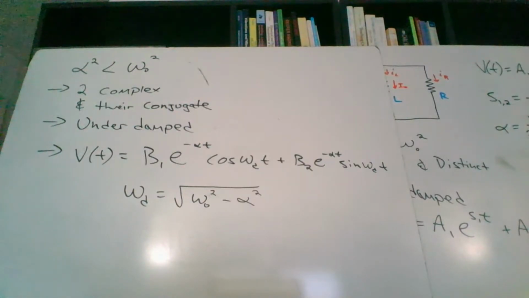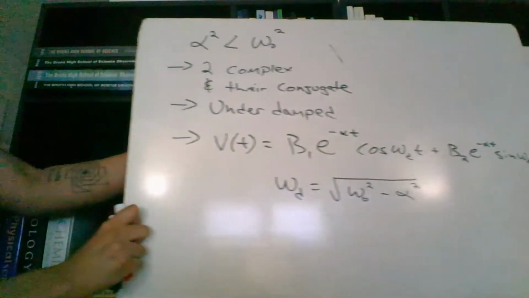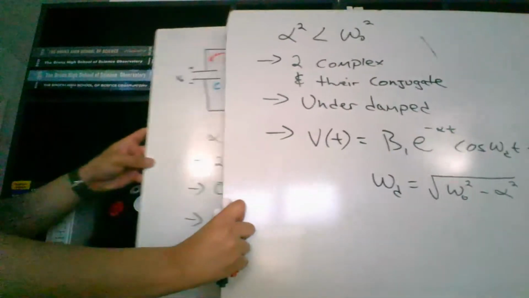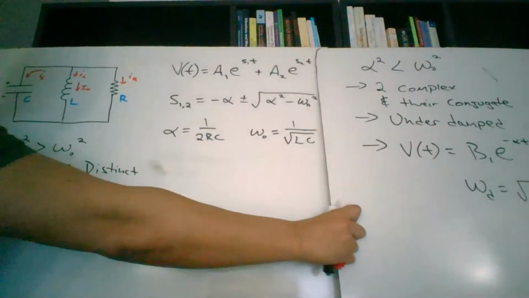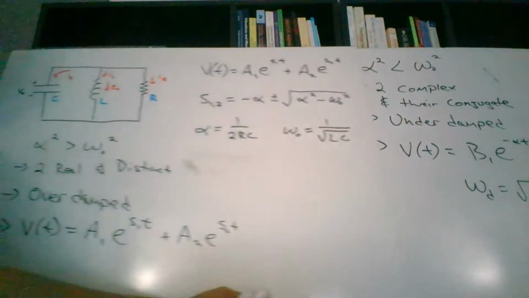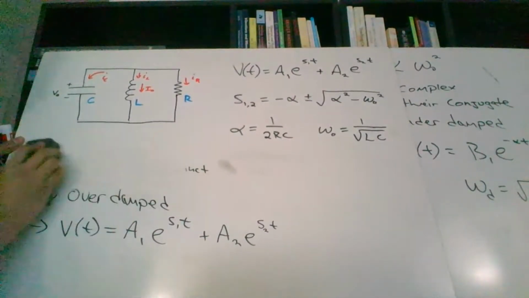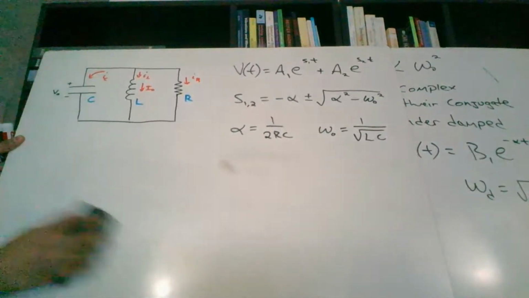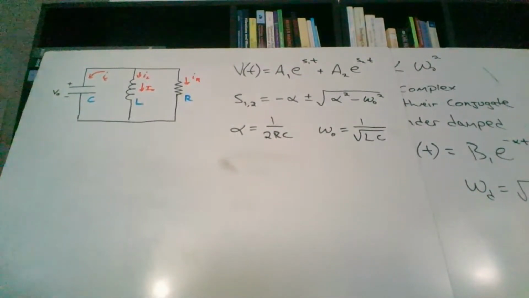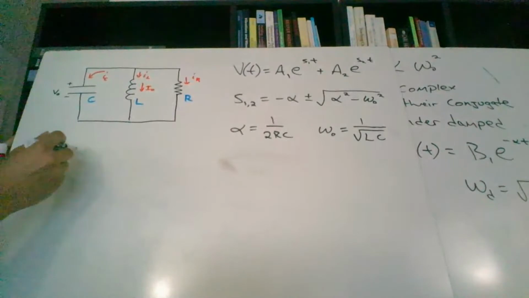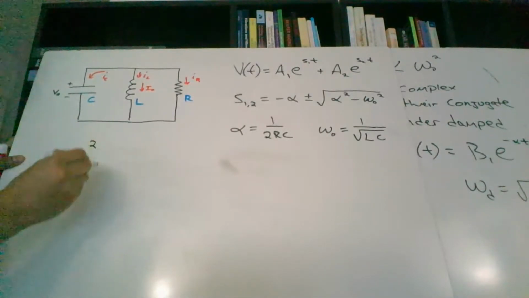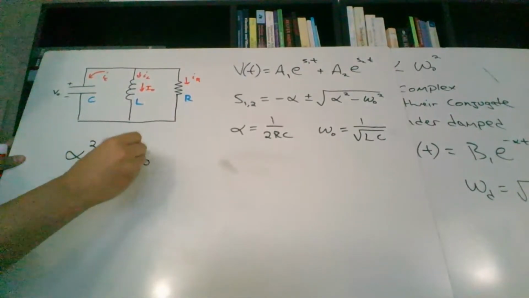Okay? And then lastly, we have the critically damped. In the critically damped, can I erase one of these? I'm allowed. I've earned it. I'll erase this term right here. So the last one is when the Neper frequency squared is equal to the natural frequency squared.